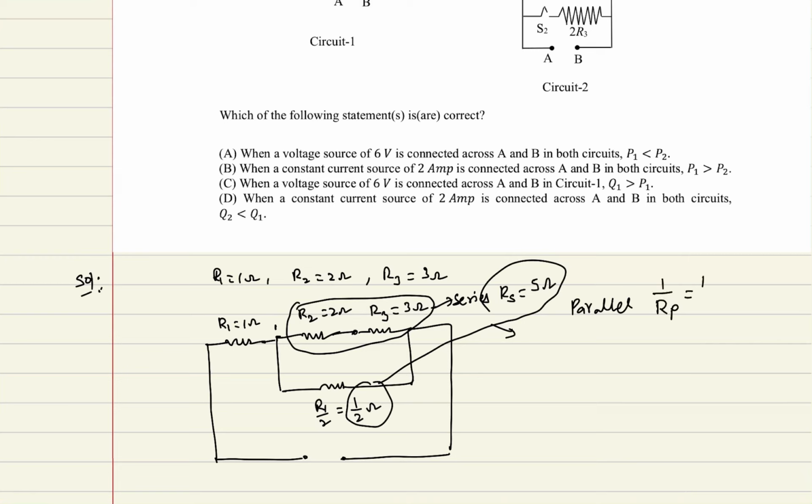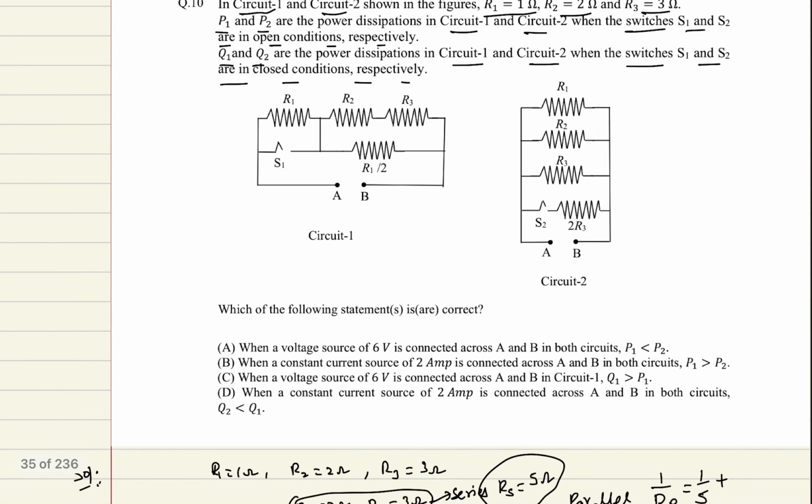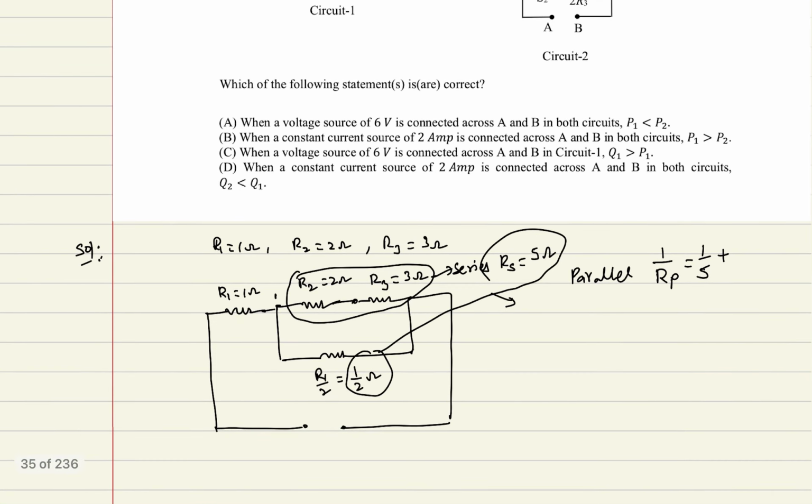If you calculate the parallel resistance, 1 by Rp is equal to 1 by 5 plus 1 by 2. That value is how much? 1 by 2 gives 2, so this value is 7 divided by 5... so I can write the resistance in parallel is 5 divided by 11 ohm.